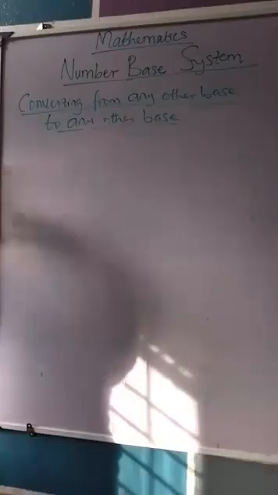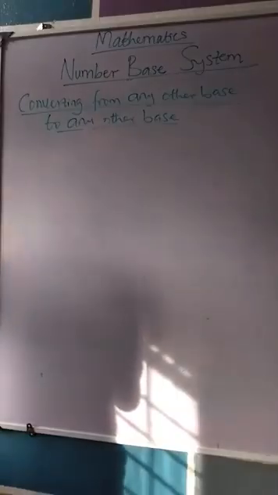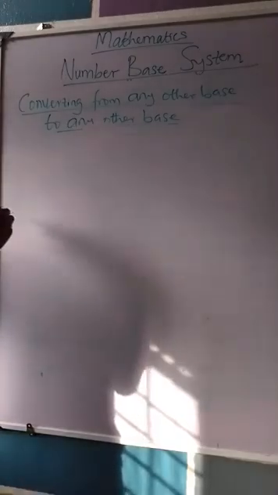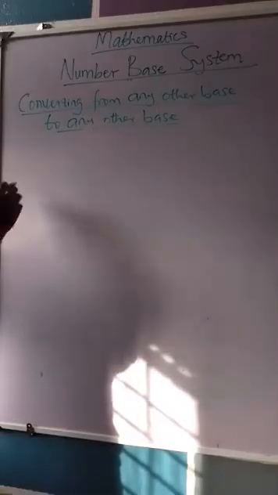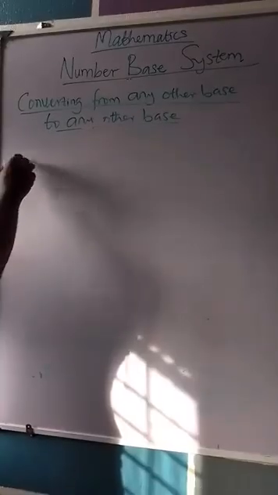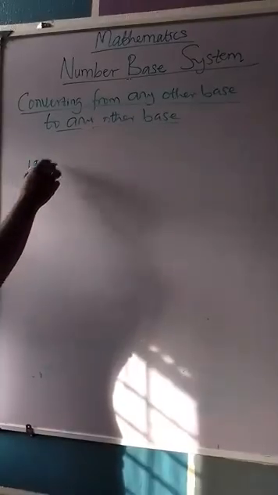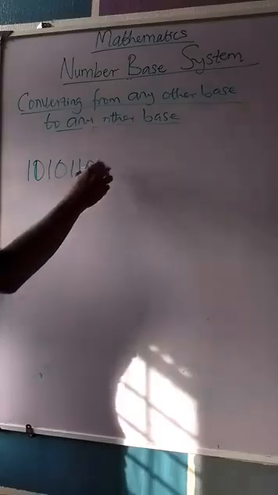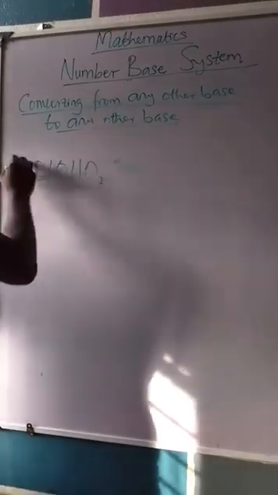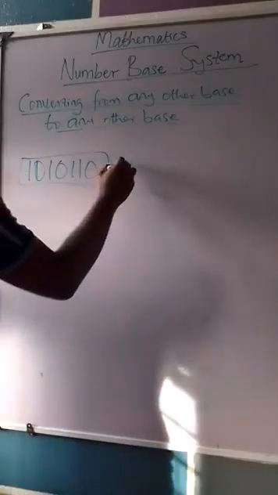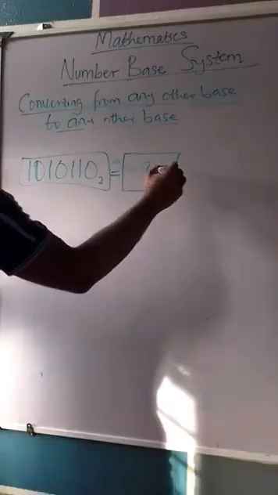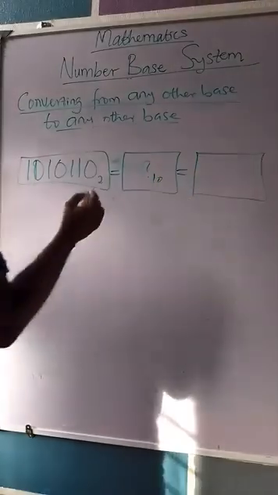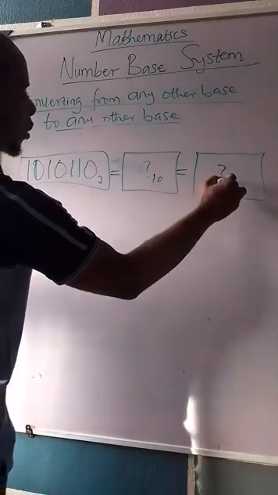Before you solve, let us see some questions from our New Concept Mathematics. If you go to page 77, that is quantitative reasoning 5, there are some given questions for you to solve. Question number 5 says convert 1010110 base 2 to base 10, and then to base 8.